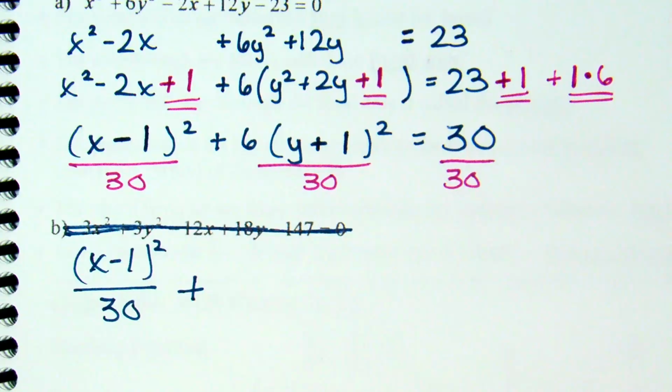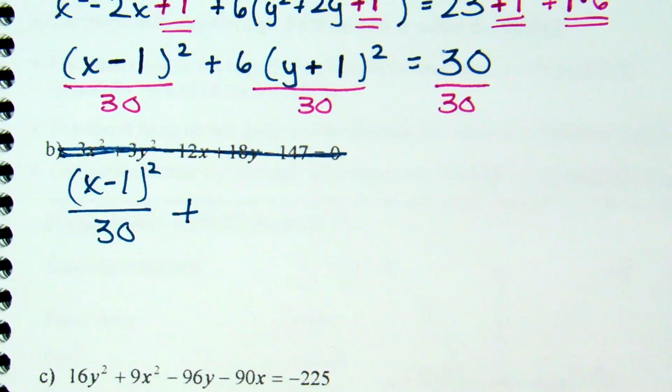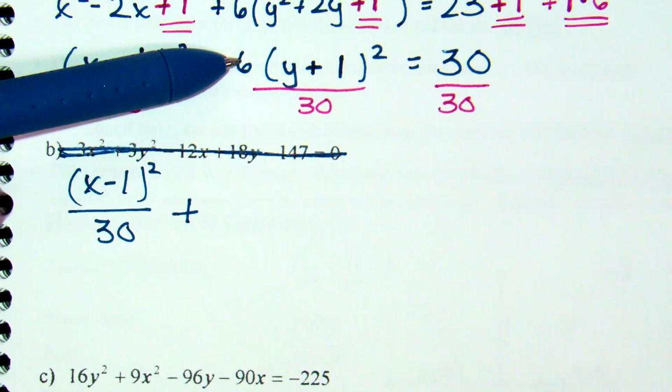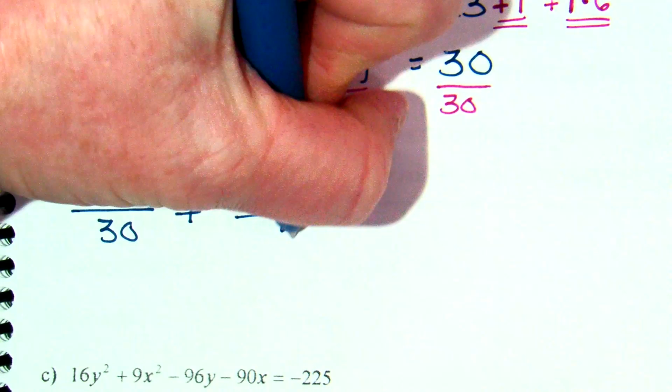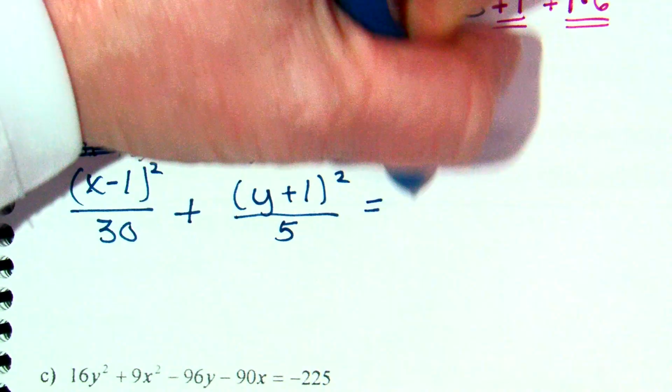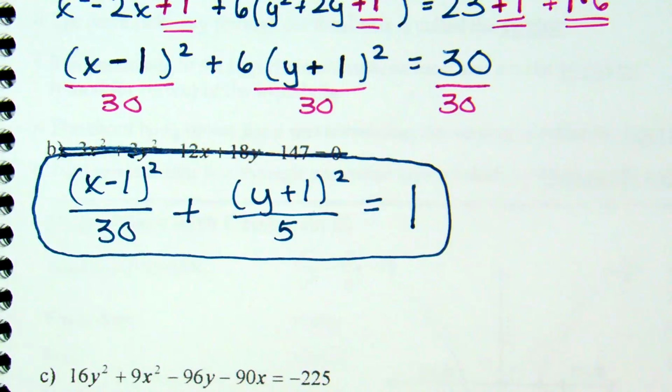Plus, now keep in mind, when we have this in standard form, there's nothing in front of those parentheses. It works nicely here, though. Think 6 over 30. How does 6 over 30 reduce? 1 over 5. So this is going to be (y plus 1) squared over 5 equals 1. By getting to standard form, I have just proven that this is an ellipse.